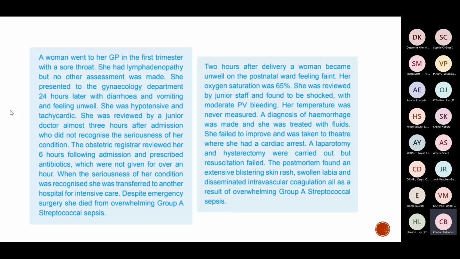Obviously examine them. By no other assessment, I mean, this is all the information that they give. So I don't know if she was ever examined or not. Now, I'm not saying that the GP had to refer her instantly up to DAU or to the acute gynae clinic because of a sore throat in the first trimester, but just having a bit more of a think, could this be group A strep, taking a throat swab, maybe giving her antibiotics, could that have made a difference? I don't know.